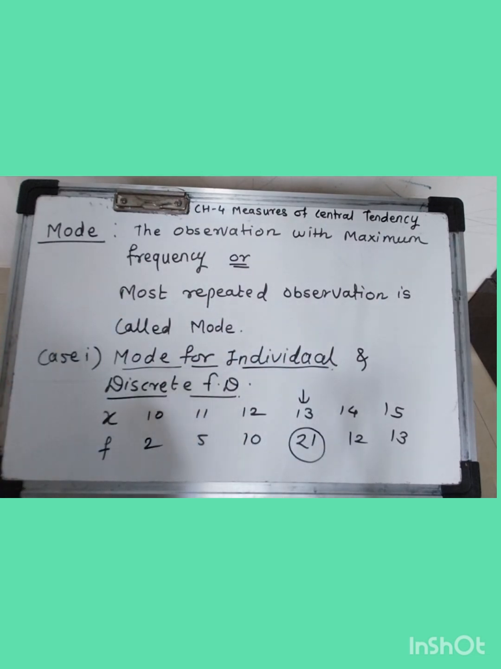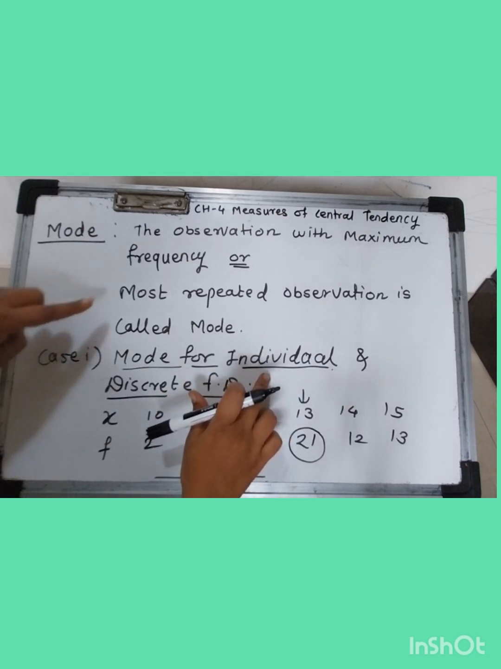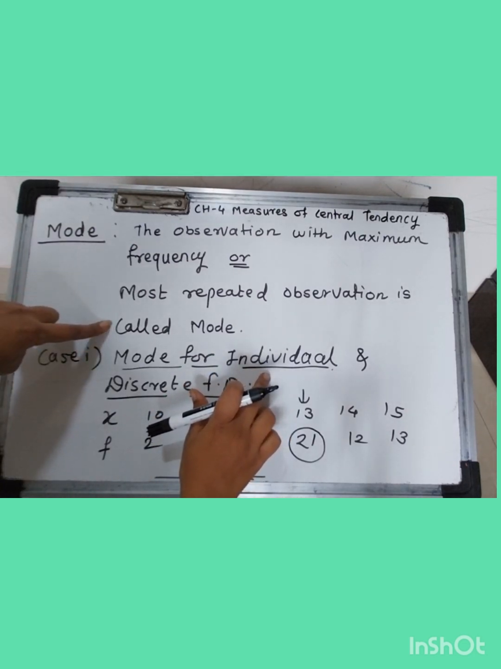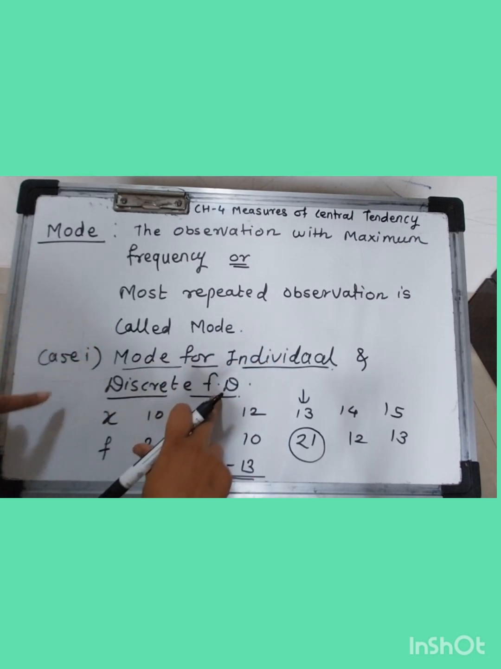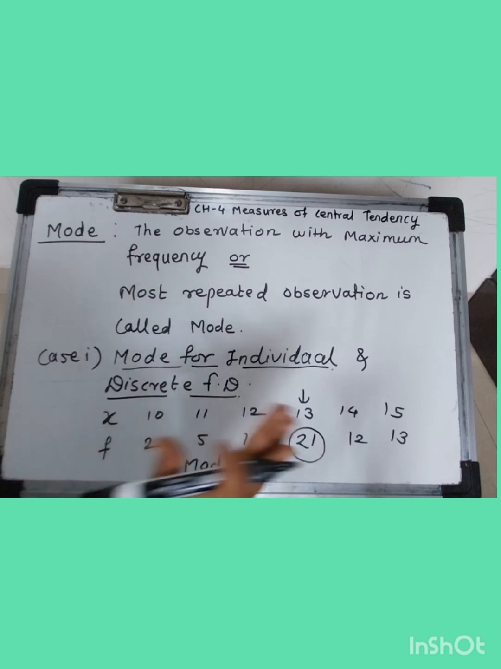Okay, the observation is 13, so the mode is 13 because the highest frequency is associated with 13. These are the first cases. For individual observations, the most repeated observation is called the mode. For a discrete frequency distribution, the observation with the maximum frequency is called the mode.